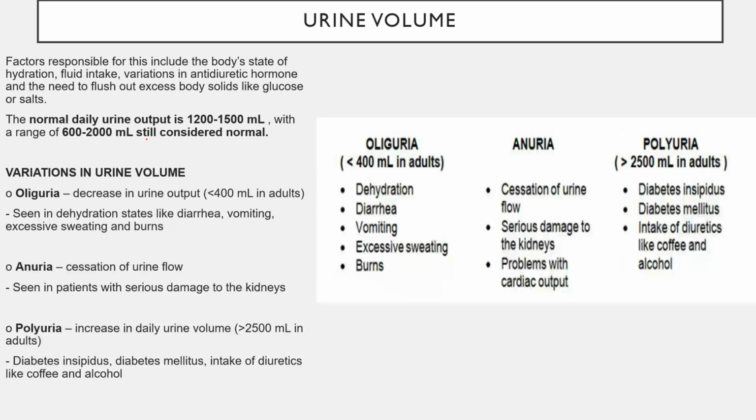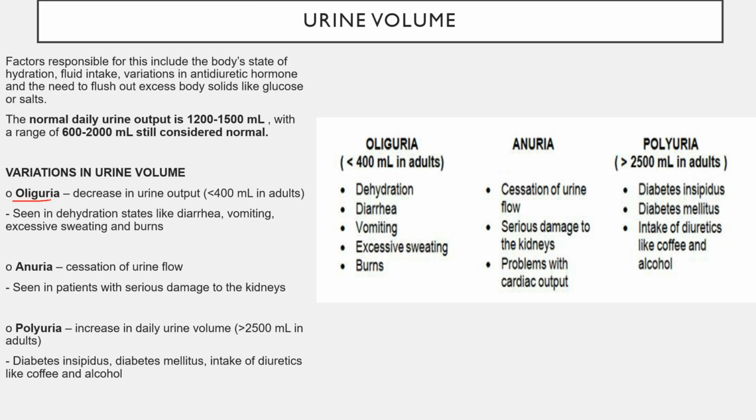Now let's talk about urine volume, class. So there are different types of urine volume, and they could be affected by the body's state of hydration. Now take note, class, that the normal urine daily output is 1200 to 1500 ml, with a range of 600 to 2000 ml considered normal. So we have variations in urine volume.